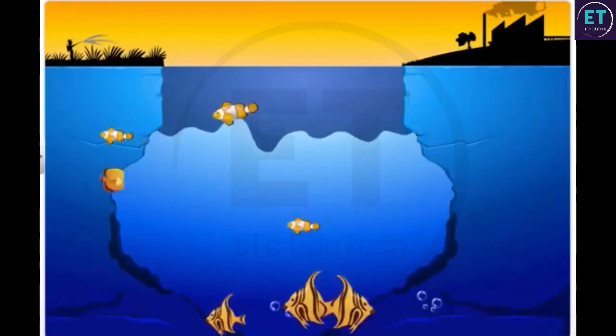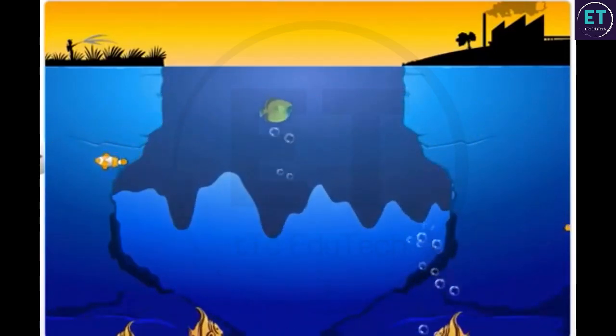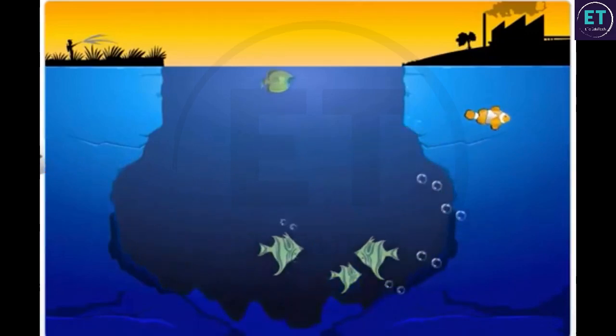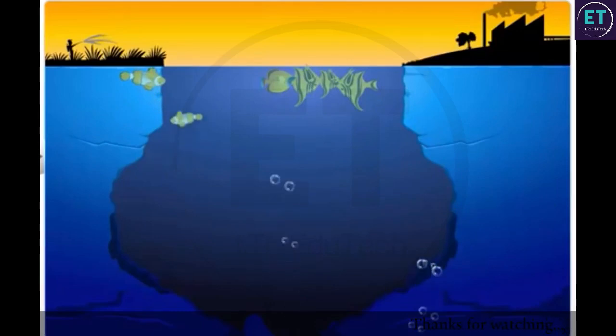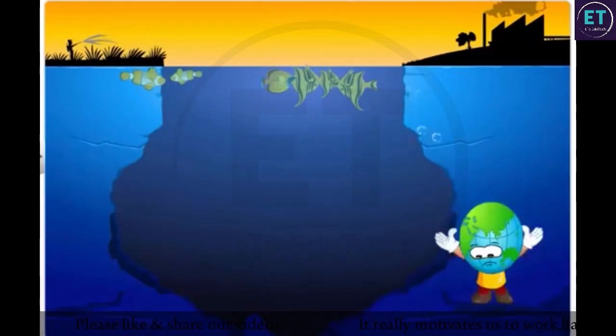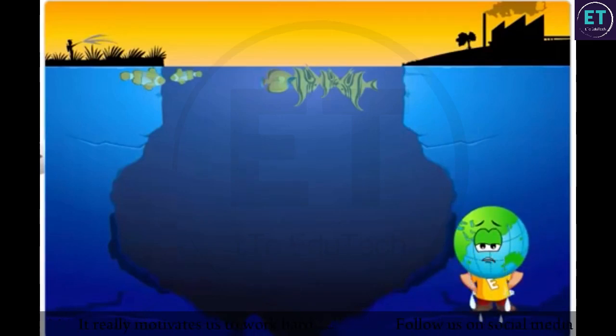Dissolved oxygen is needed by aquatic animals. A rise in the water temperature removes the dissolved oxygen and causes the death of many aquatic animals. Look at what we have done again. Very soon, there'll be no clean water to drink.